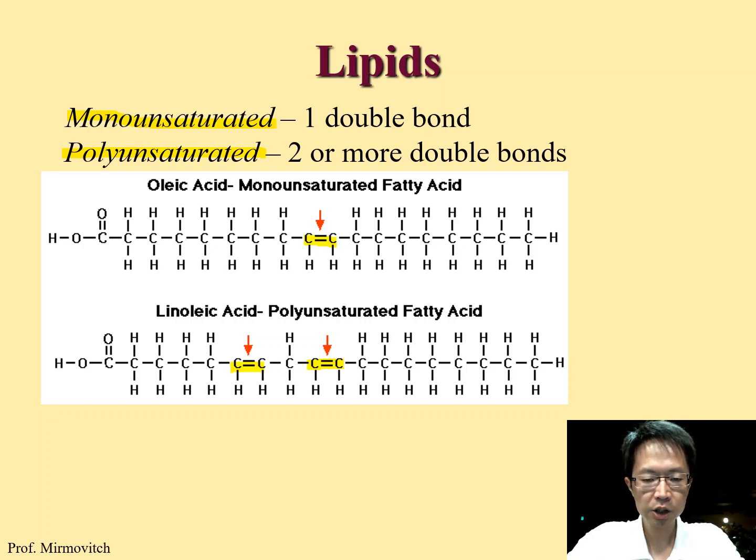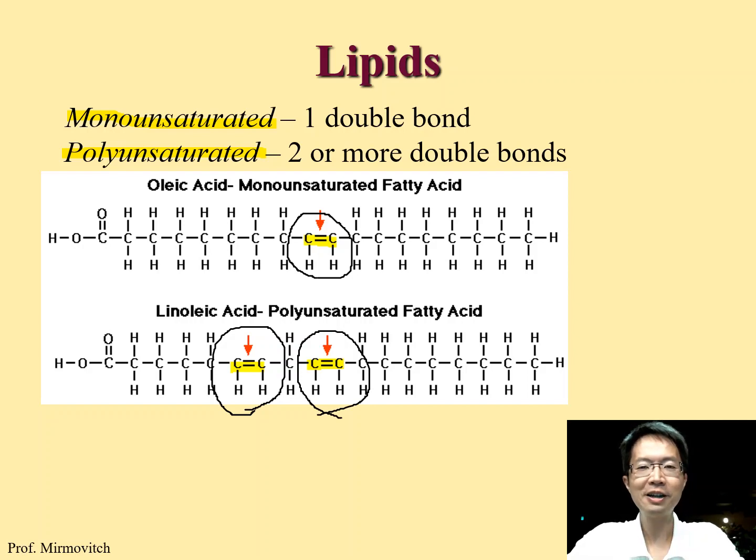And let me ask you a question. Is this cis or trans? If you remember a few slides before, these three CC double bonds are all cis configuration. The cis unsaturated fat is naturally occurring in nature. Remember, cis unsaturated fat is naturally occurring in nature.